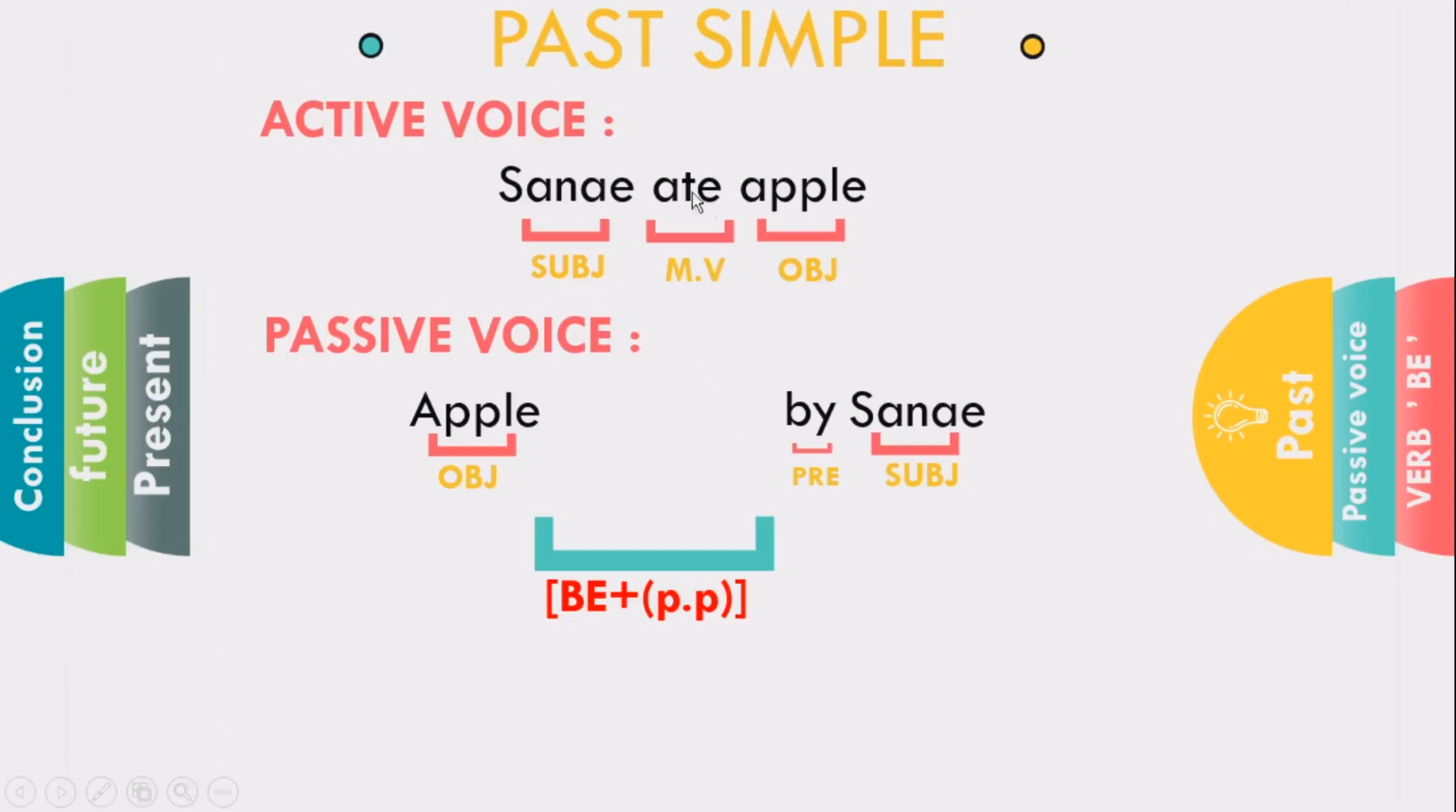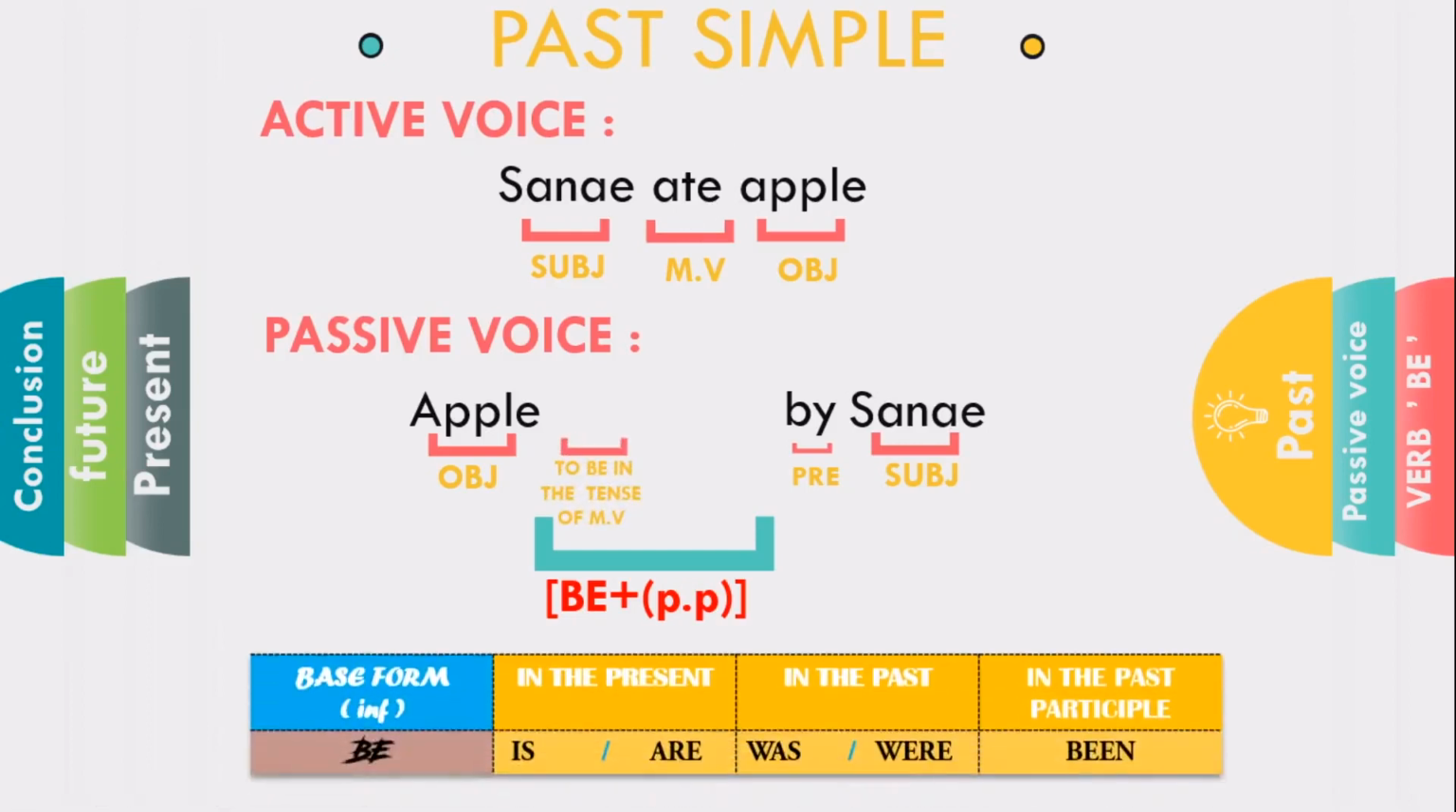So you have a look at the main verb, and the tense of the main verb is past simple. So you come back to the chart, you go to the past, and you will find we have was or were. Then you come back to the object. If it's singular then it's was, if it's plural then it's were. So we'll put was because apple is singular, then the main verb in the past participle.